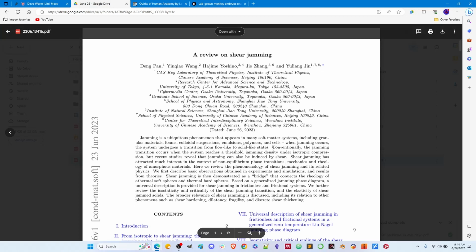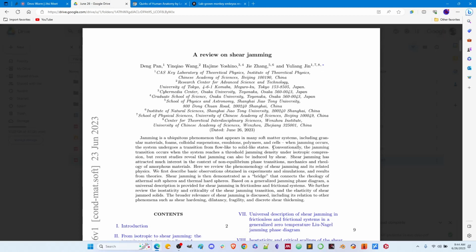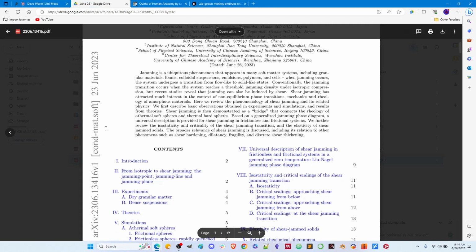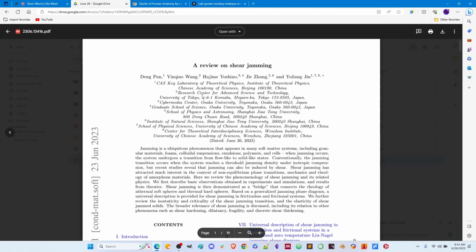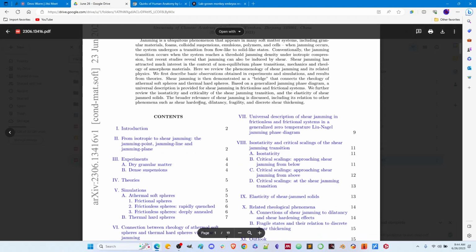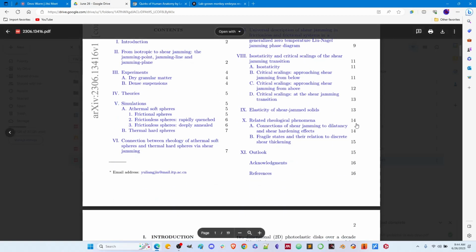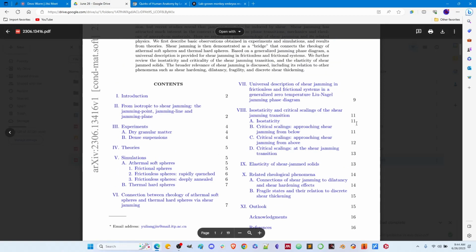And so one of the things that we've talked about in the meetings, and that comes up in some of the migratory patterns of the embryo cell, is shear jamming. This is a nice review on the arXiv in the condensed matter soft materials section. It looks like it's really complete. They gave a whole outline. I guess it's only 16 pages, but it's good.